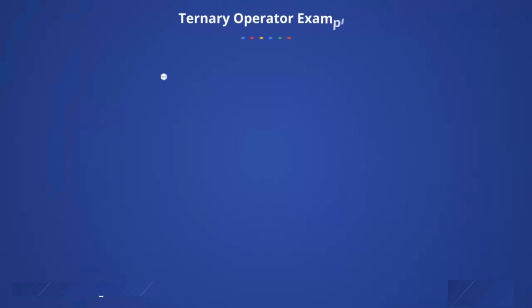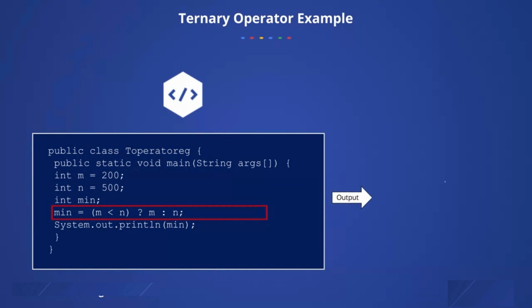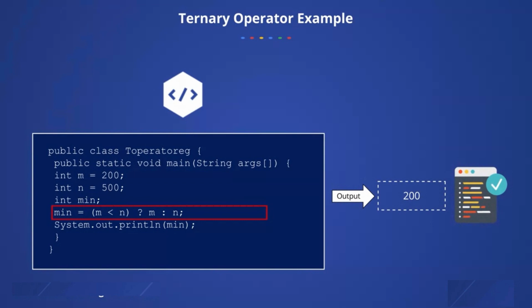And here is how we have used a conditional operator. Here we are trying to identify the minimum value. What we have done is put 200 less than 500. Since 200 less than 500 is correct, it will give the m value, which is 200. That means min is assigned 200. Let's say if this is false, the n value, which is 500 in this case, gets assigned. But here 200 less than 500 is true. It has given this m value, which is 200, and assigned it to min. That's why the answer is 200.